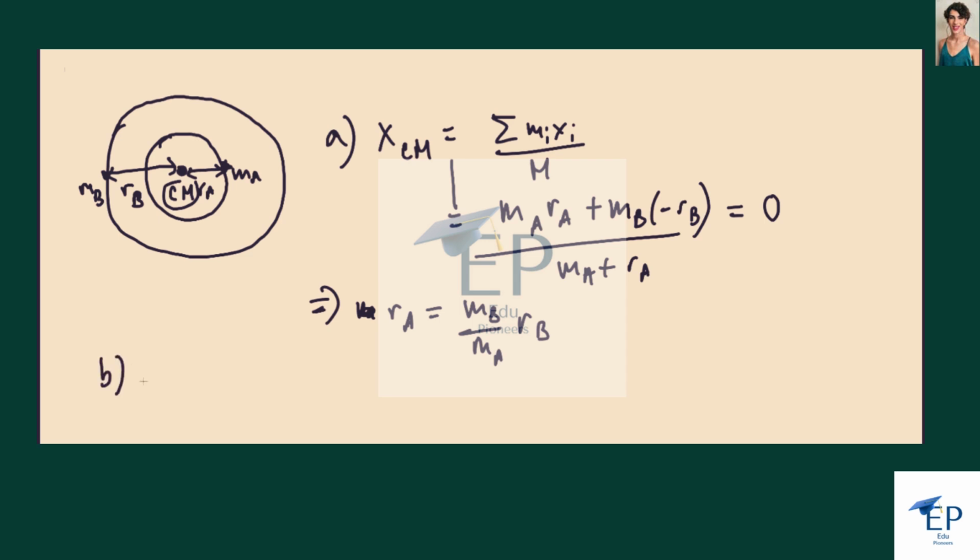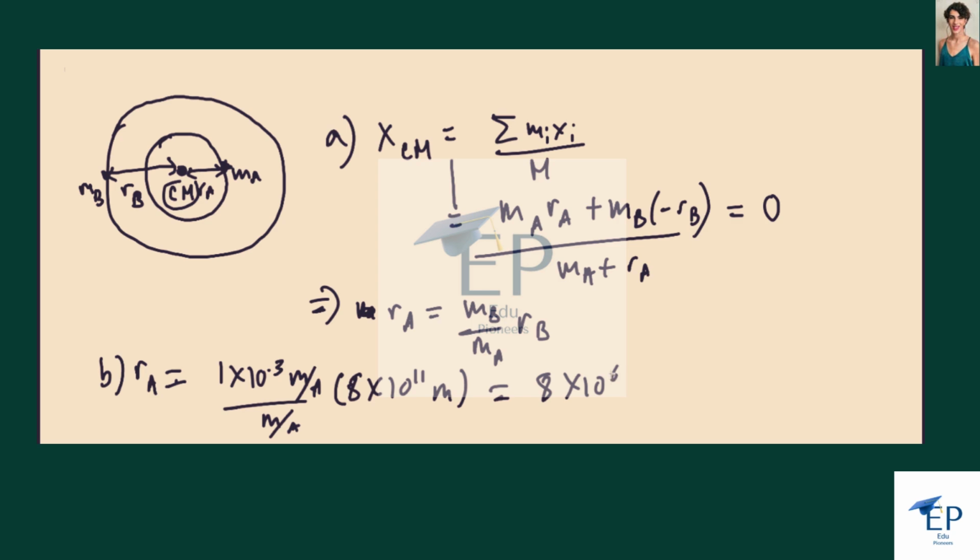In part B, we figure out what RA is. RA is 1 times 10 to the negative 3 MA over MA times 8 times 10 to the 11 meters for RB. So the MAs cancel, and you get 8 times 10 to the 8 meters.